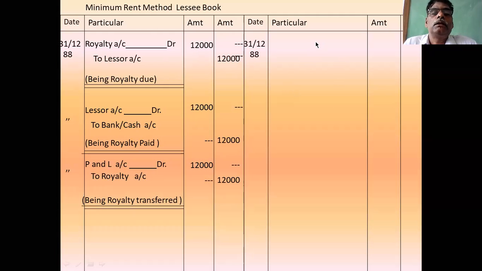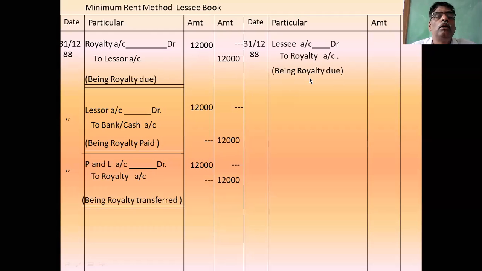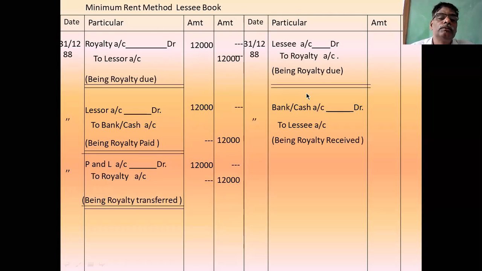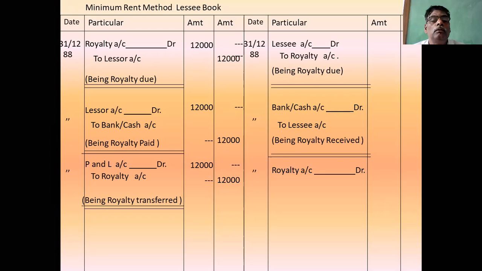Then in the books of lesser, opposite. Lessee account debtor to royalty, being royalty due. Bank account debtor to lessee account. Okay. Royalty received. Third is royalty account debtor to P&L account. These 3 are in the books of lesser.